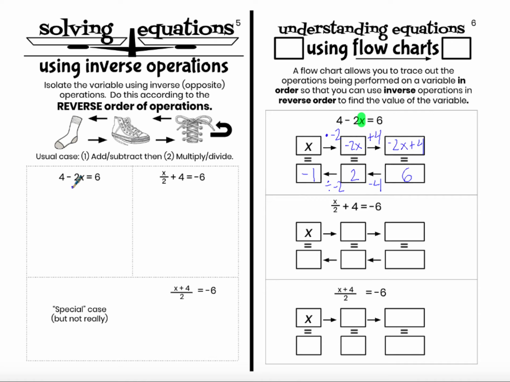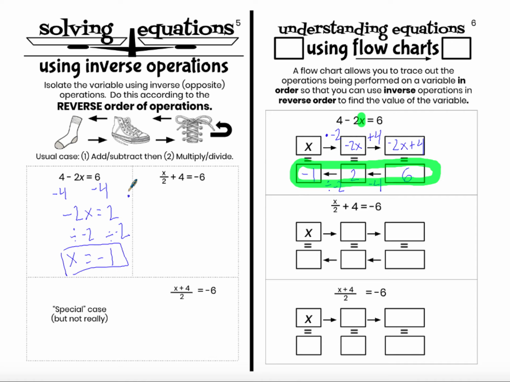Now that thought process can help me over here. The bottom row of my flowchart can show me which steps I should be performing and in what order for my algebraic process. So the first thing that I want to do is subtract 4. That gives me -2x equals 2. And then finally, I divide by -2. That gives me x equals -1. So this would be the algebraic solution. And I could just use my flowchart to help me understand how to get there.